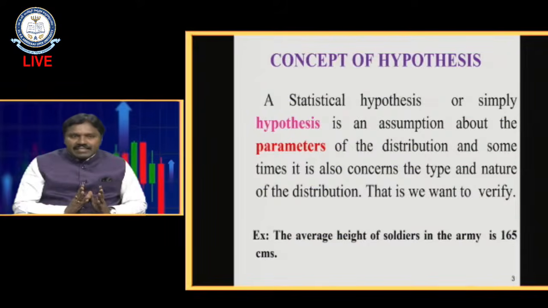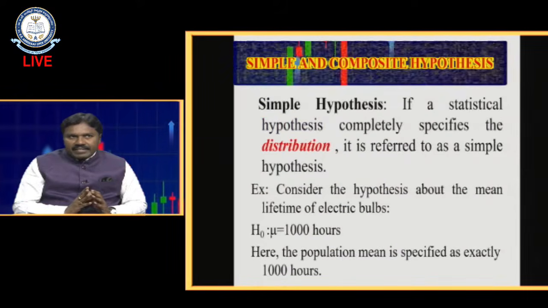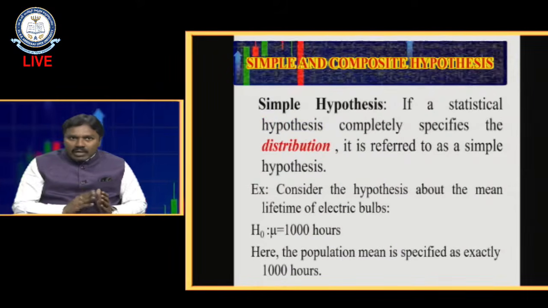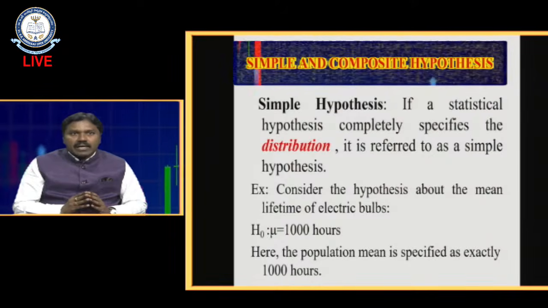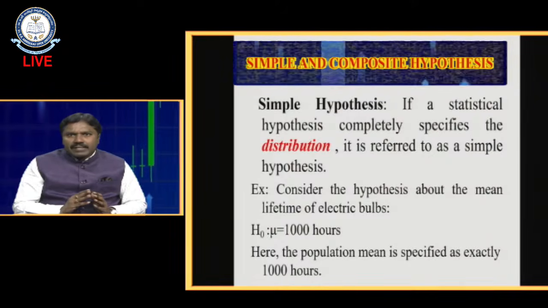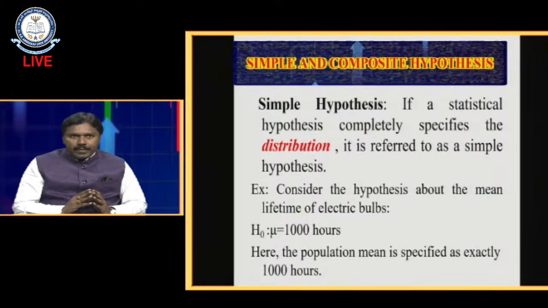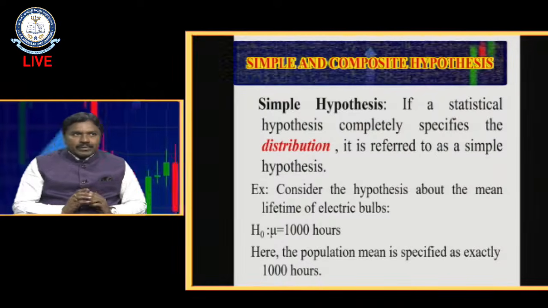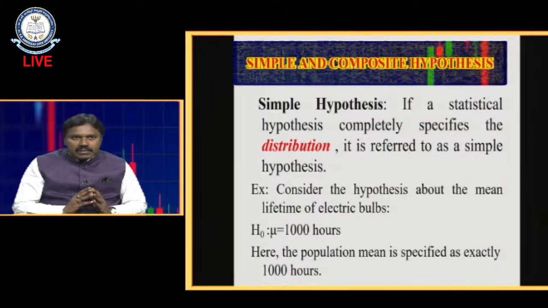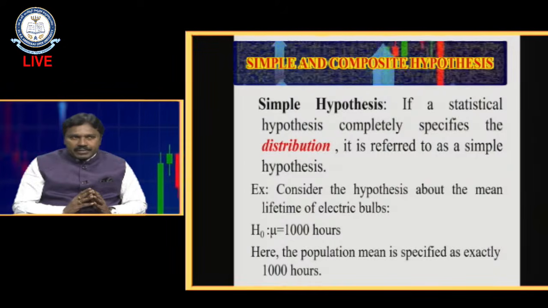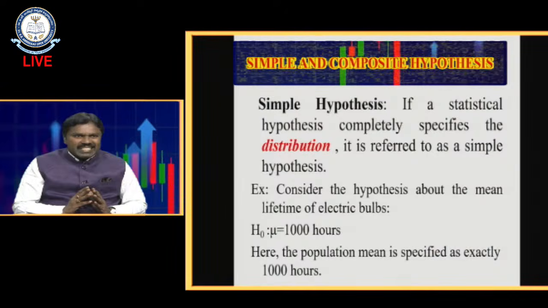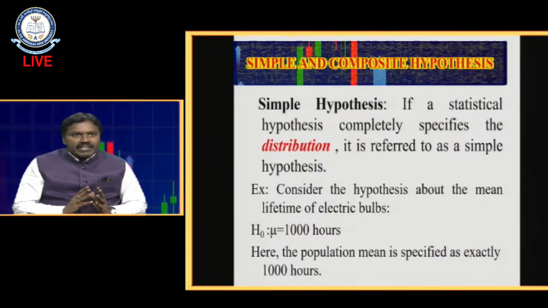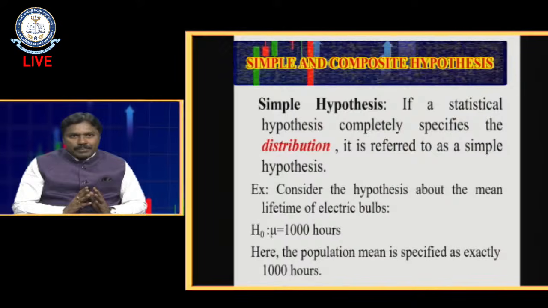That is what we want to verify. For example, the average height of soldiers in the Indian Army is 165 centimeters. We'll define this based on the region or overall. So which region we'll consider, all those things will come again. Based on the sample data, we'll decide those things. Before that, we'll discuss simple and composite hypothesis. What do you mean by simple hypothesis? What do you mean by composite hypothesis? These two words play a vital role while discussing any testing of hypothesis.